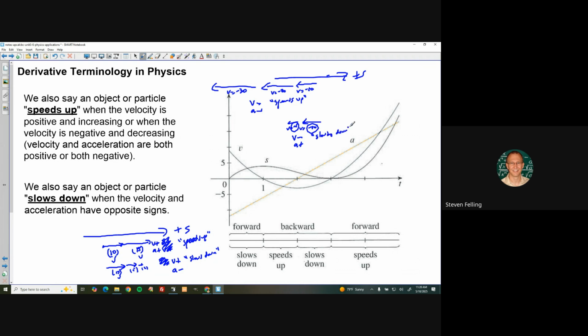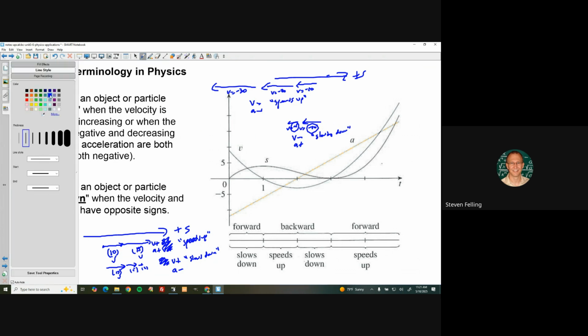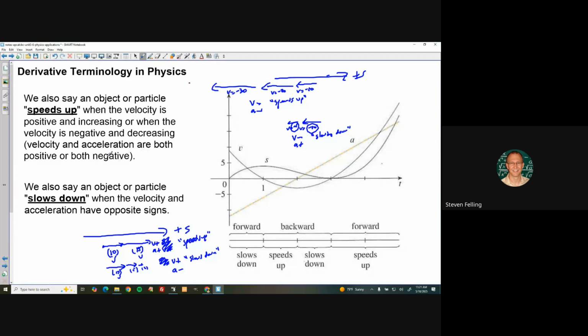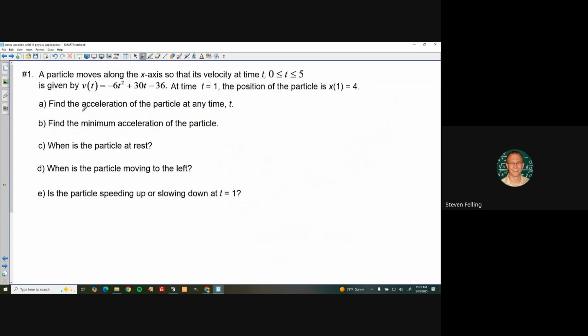Okay, so the result of all that is this. Whenever you have figured out what the functions for velocity and acceleration are, if you have opposite signs, that means the object is slowing down. And when the signs are both positive or both negative, the object is speeding up. We'll see examples when we look at the examples.